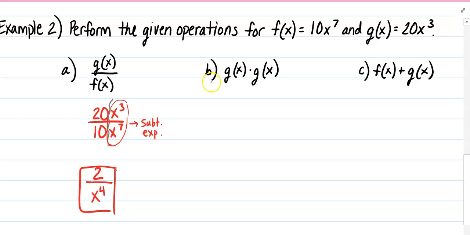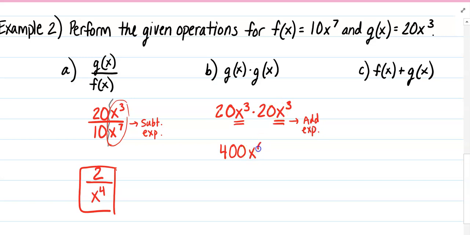Same kind of thing in letter B. G of x times g of x, that would be 20x to the 3rd times 20x to the 3rd. So again, the normal numbers, 20 times 20, I can multiply those normally, that's 400. But then the pieces that have exponents, I would use my exponent rules. Since they have the same base and I'm multiplying, I would add my exponents. So x to the 3rd times x to the 3rd is x to the 6th.